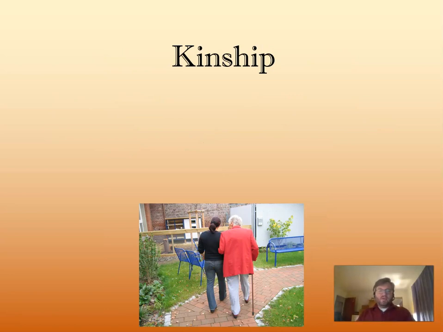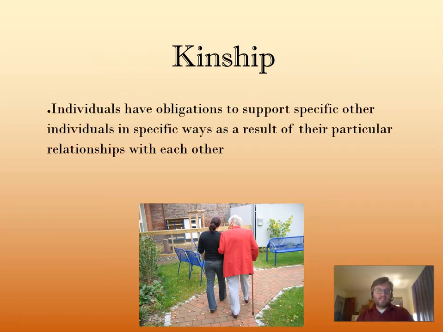If we look at a kinship model of economic organization, the core idea of kinship is that individuals have obligations to support specific other individuals in specific ways as a result of their particular relationships with each other. So when we're talking about kinship, the title there should suggest that very often these particular relationships that people have are family relationships, right? They are relationships of being somebody's child or parent, being their spouse, being brother or sister, or all these family connections.